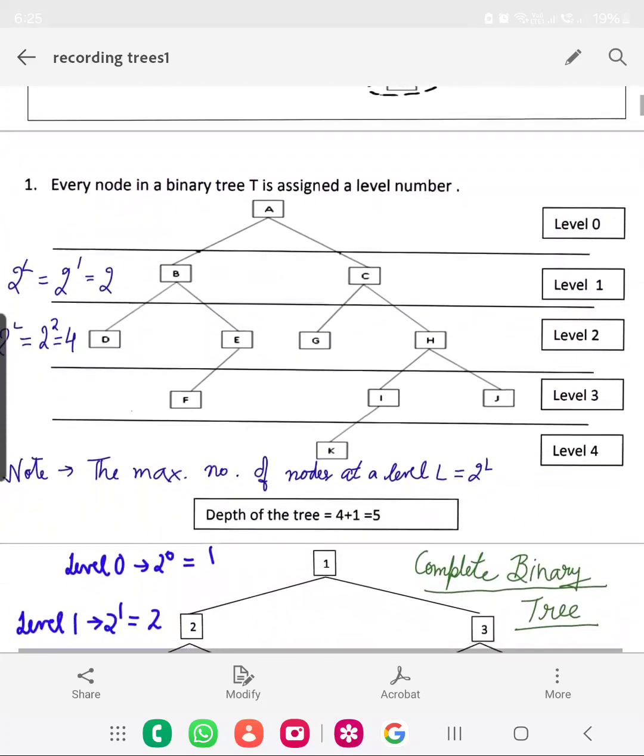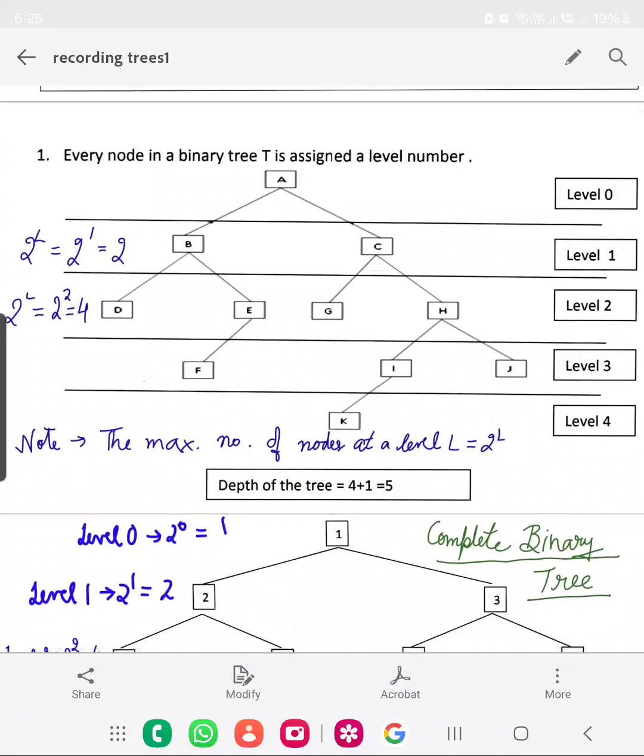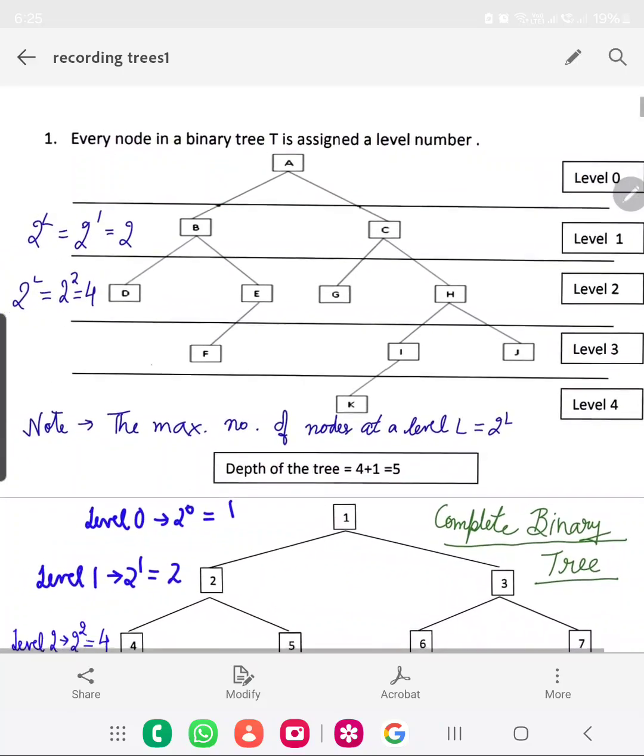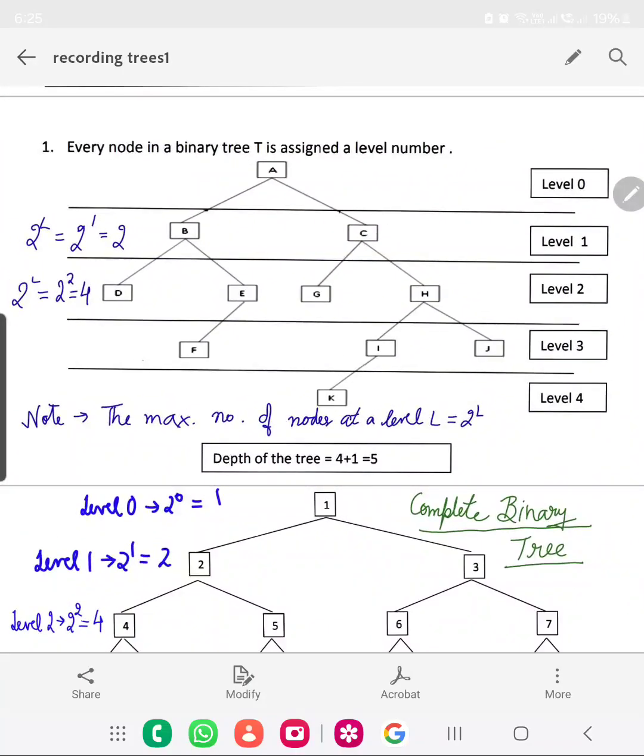Now we talk about the levels in a binary tree. As you see in the example, we have the root at level 0, B and C at level 1, D, E, G, H at level 2, and so on. You can see K is at the last level, which is level number 4. And the depth of the tree, as you can see marked by the pointer, the depth of T is basically 4 plus 1, which is the last level number plus 1.